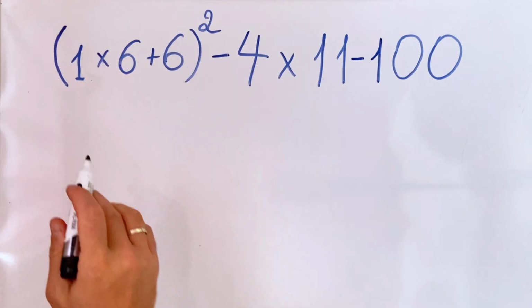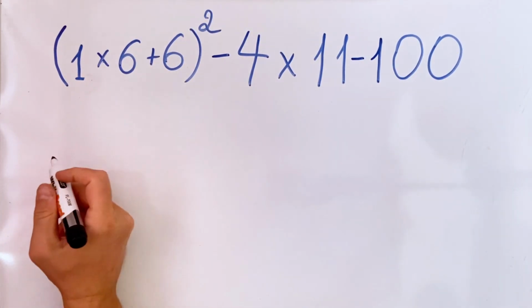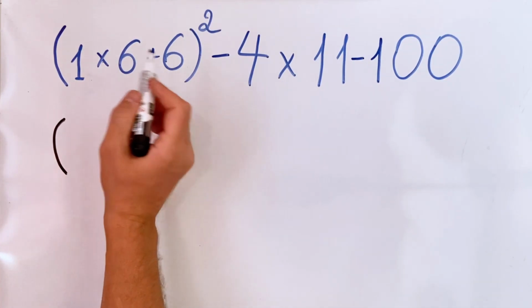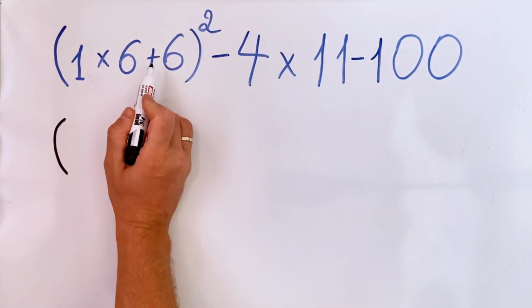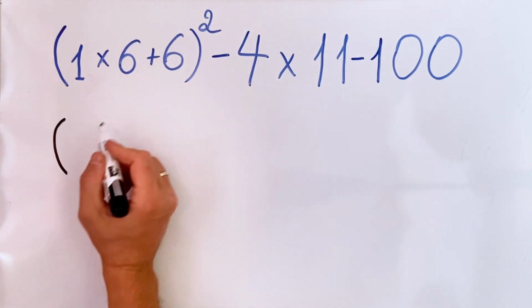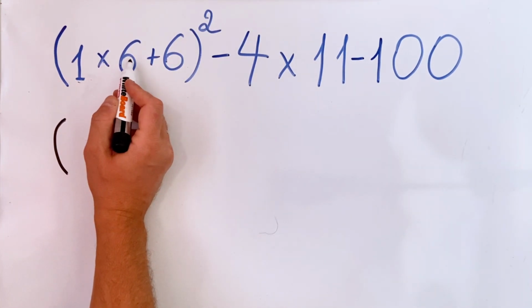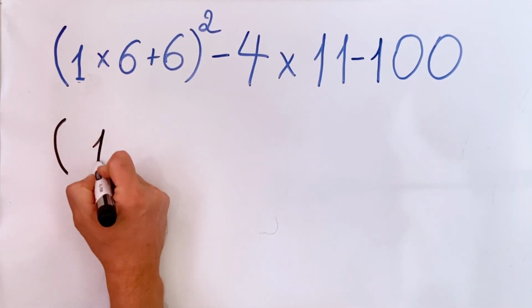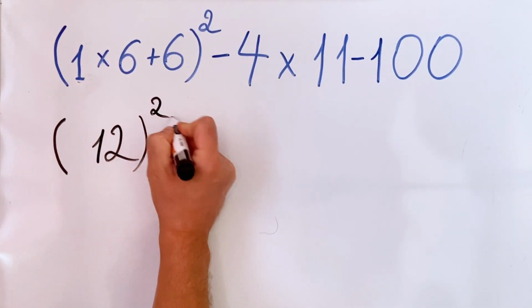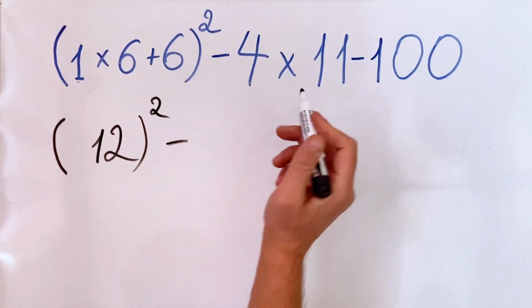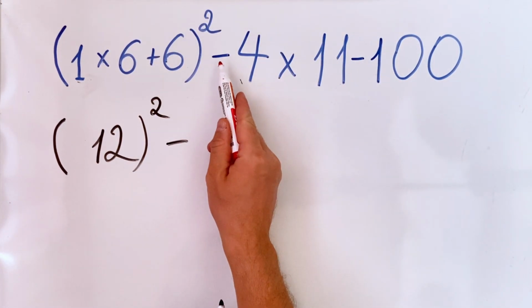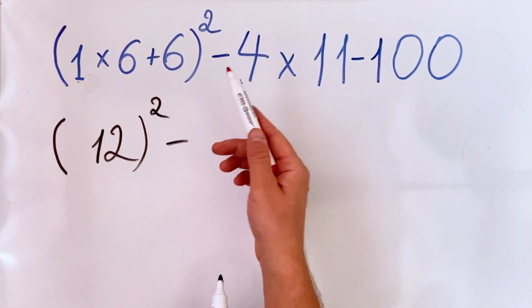So first we need to do the parentheses. What we have here is 1 multiplied by 6. So even within the parentheses, multiplication has higher priority over addition. So we have 1 multiplied by 6, it's 6. 6 plus 6 is 12. So we have 12 squared minus... So here we need to tackle the multiplication. Some of you guys can start directly with the subtraction, which of course is wrong.